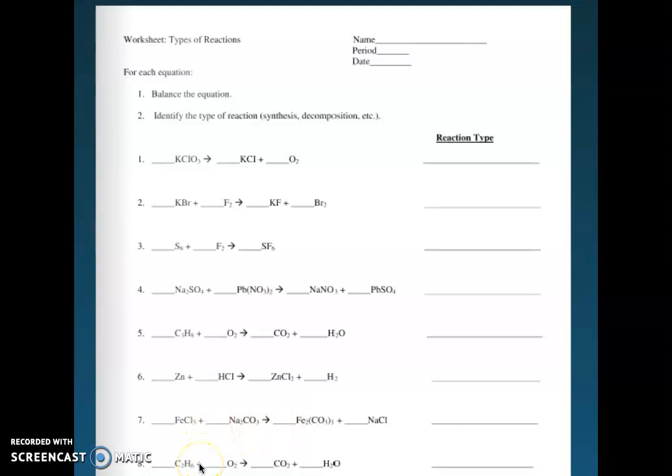The last one, number 8, hydrocarbon, oxygen, yields CO2 and H2O. Once again, this is like number 5, where it starts with a hydrocarbon. Therefore, it is combustion.